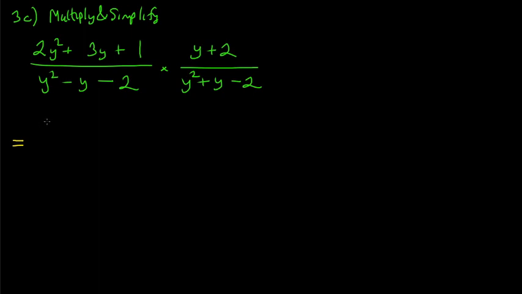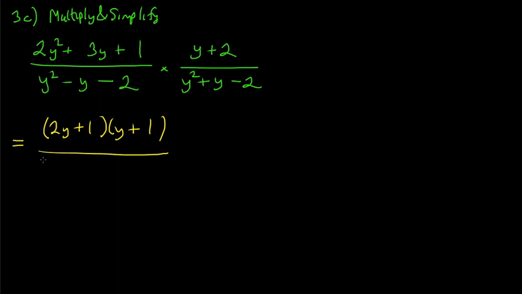For the first numerator, technically it's the AC method, but there's really no choice here because 2 times y is 2y squared, and 1 is, well, 1 times 1. So it has to factor this way, 2y plus 1 times y plus 1. If you use the AC method, you would get the same thing.